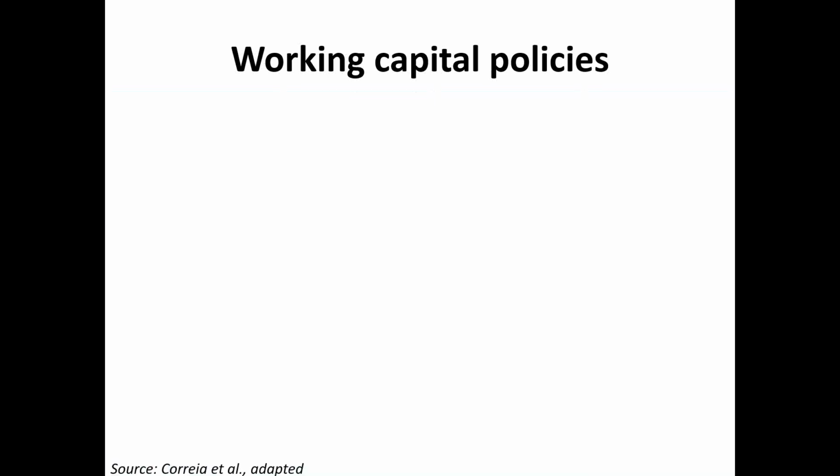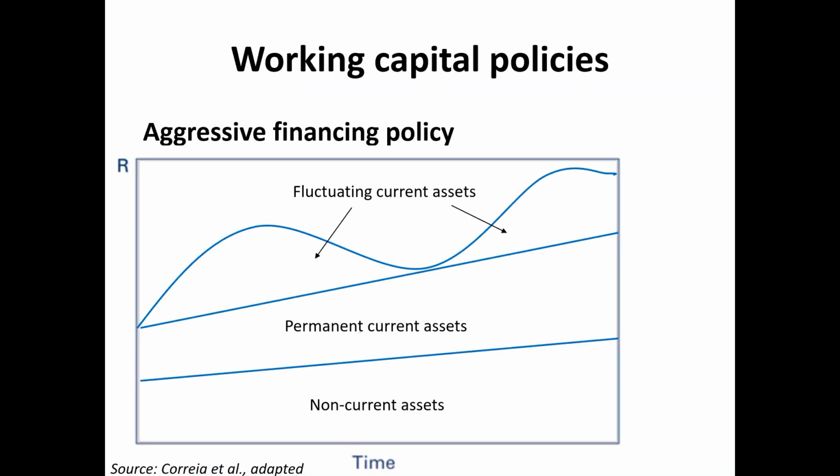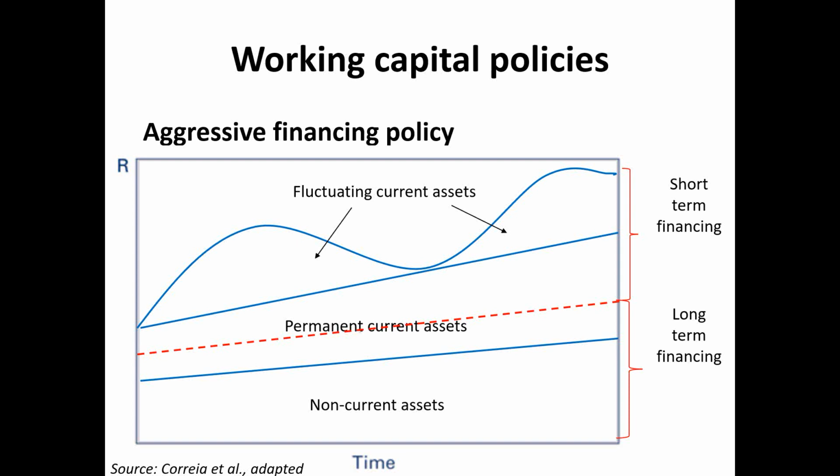If we then look at an aggressive financing policy, we'll start with the same graph we had earlier, and under an aggressive working capital policy, our goal is really to maximize our return, and this results in us increasing our risk as well. So one of the ways we can do this is to carry less current assets and finance more of our assets out of short-term financing. So we'll see this displayed on the screen now, where now some of our permanent current assets are funded out of our short-term financing.